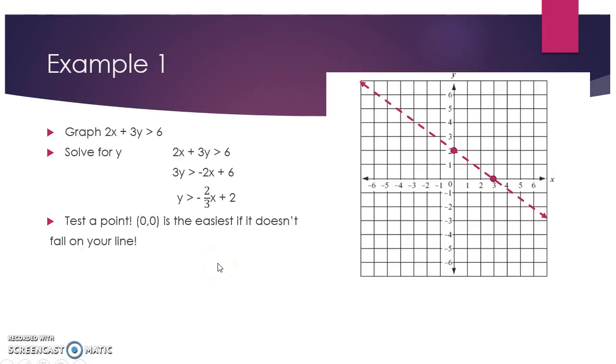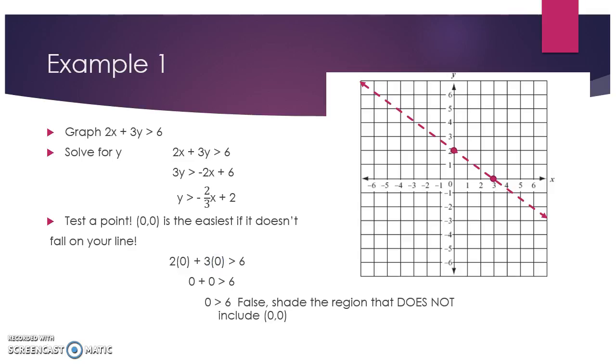So next we need to test a point. The origin, or (0, 0), is the easiest if it doesn't fall on your line. So all you need to do is plug (0, 0) into the original inequality. So you get 2 times 0 plus 3 times 0 is greater than 6. And you go ahead and solve that and you get 0 is greater than 6. Since this is a false statement, you would shade the region that does not include (0, 0). So your graph should end up looking like this. And what this means is anything that falls into that shaded region satisfies your inequality.